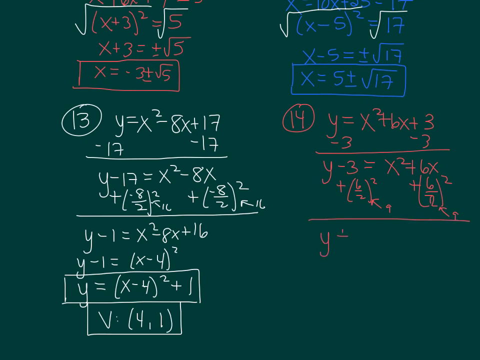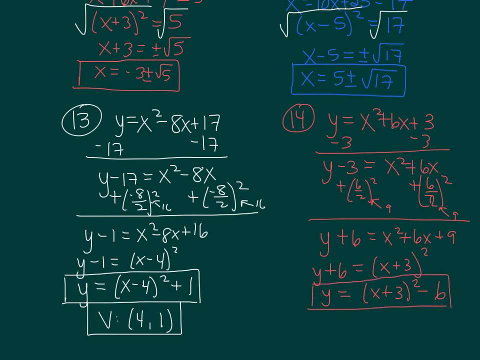So -3 plus 9 is positive 6. I have x squared plus 6x plus 9. I factor the right-hand side into x plus 3 quantity squared. I subtract the 6 over to the other side, so I have y equals x plus 3 quantity squared minus 6. There's vertex form, and the coordinates of the vertex, -3, -6.